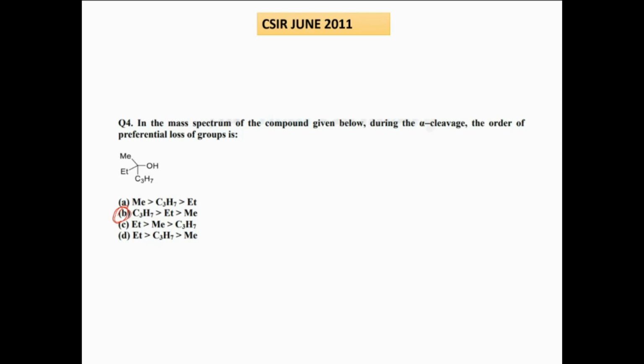Stevenson's rule. So according to Stevenson's rule, in a highly branched molecule, the longest alkyl chain will go out as a radical. That is the rule.